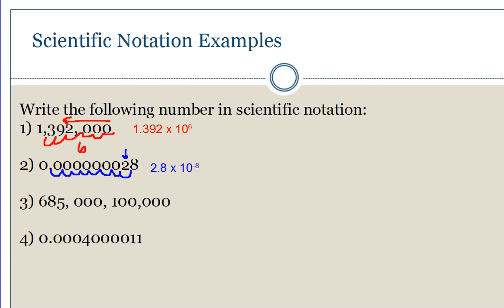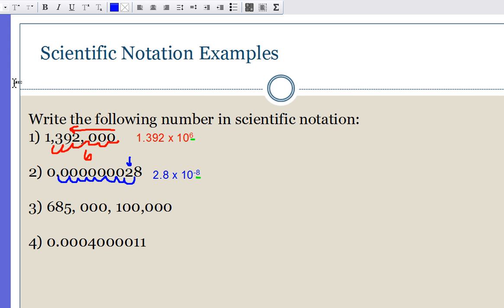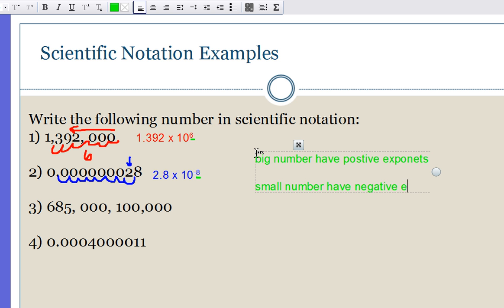So if my number is a big number, my exponent should stay positive. If my number is a small number, my exponent should be negative. So you can kind of write that off to the side. Big numbers have positive exponents. Small numbers have negative exponents.